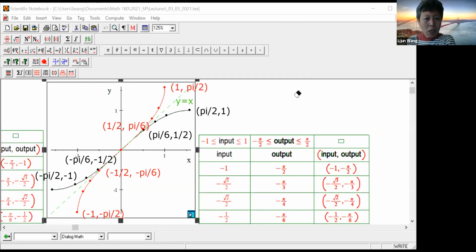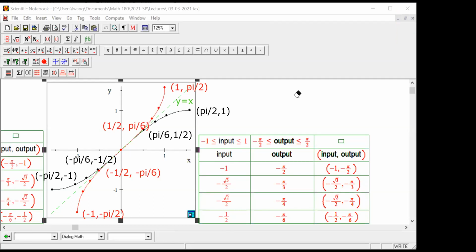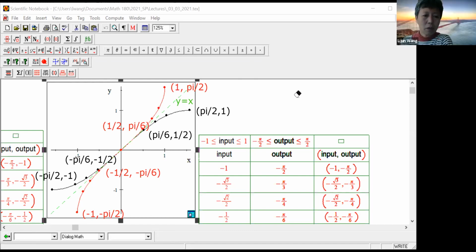And Cortland says axis of symmetry. So what do you mean, Cortland? Do you mean the green line? Yes, that's correct. Very good comment.